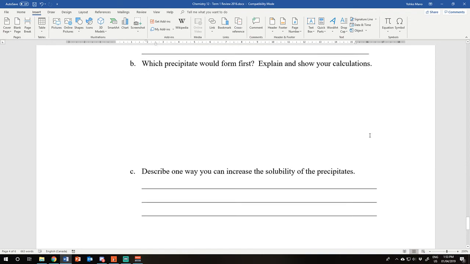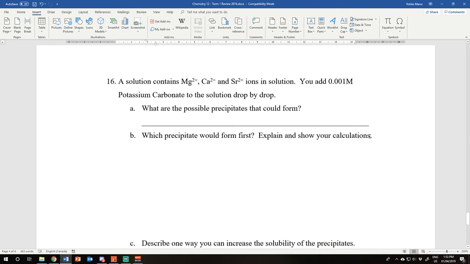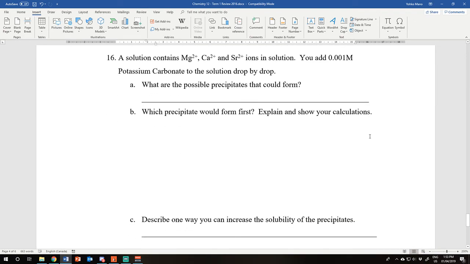All right, I think this is the last question. Yay, last question. All right, so here, a solution containing the following ions: magnesium, calcium, strontium. We're slowly adding potassium carbonate to the solution. So I'm gonna write the formula for potassium carbonate here. Good idea to do that. What are the possible precipitates that form?